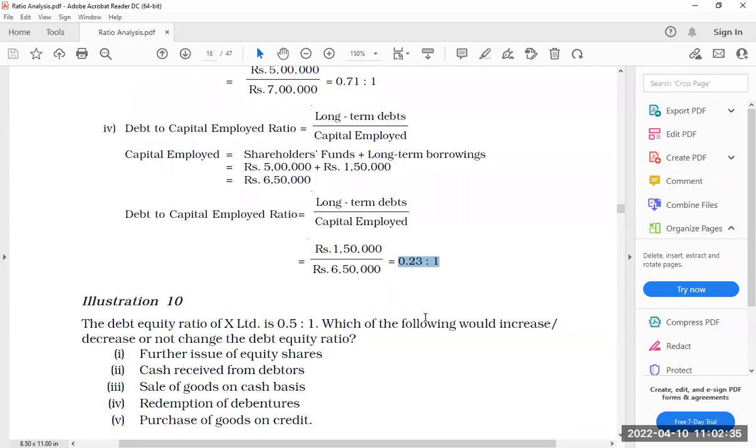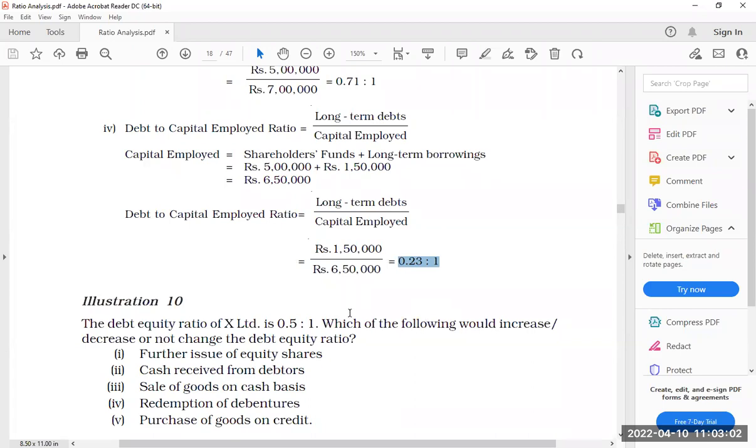Out of 1 rupee of the total capital employed in this company, 23 paisa is made out of borrowings. Okay, so you can have at least 1:1. 1 rupee you can make an asset out of 1 rupee of borrowings. That's okay. More than that, if it is there, then your company is having some kind of mismatch of assets and liabilities. Your company is not having a good solvency position.